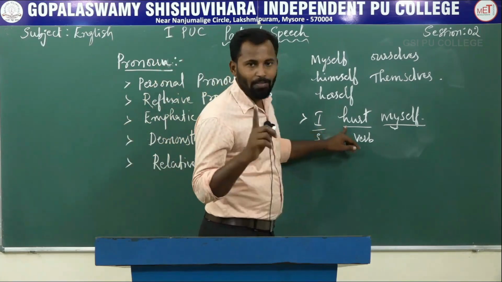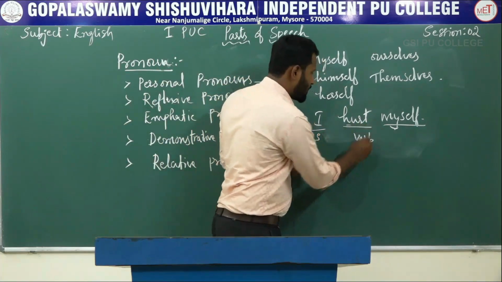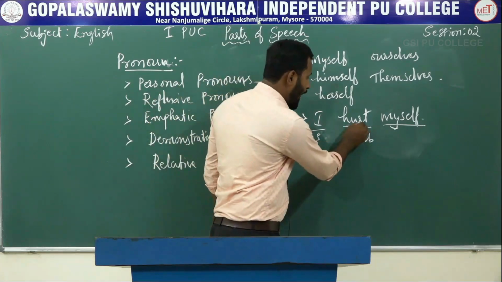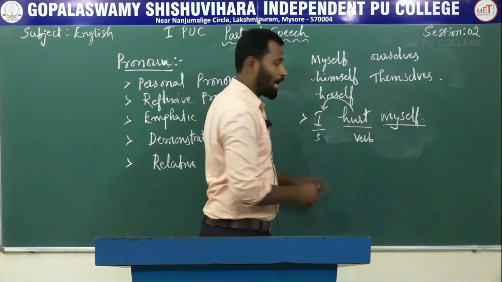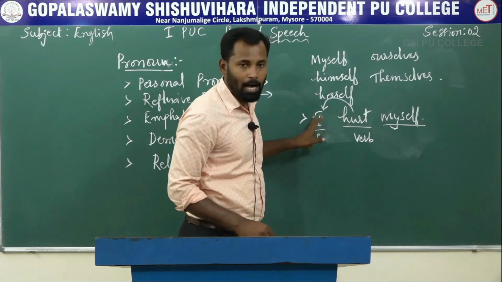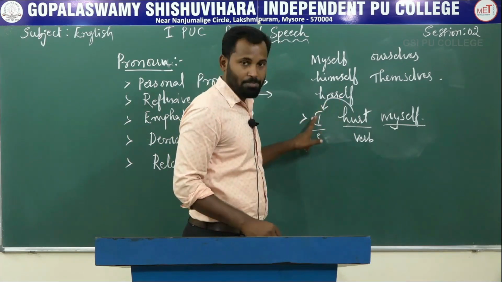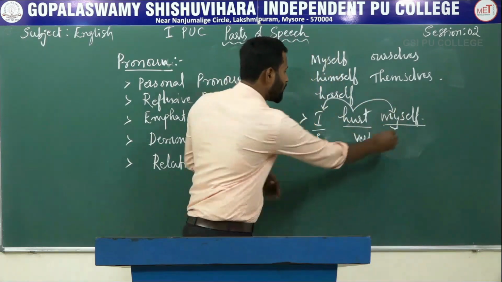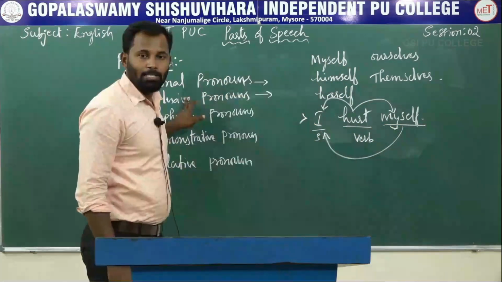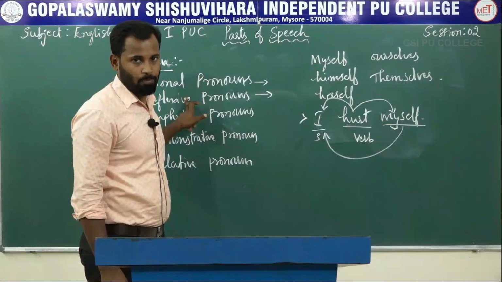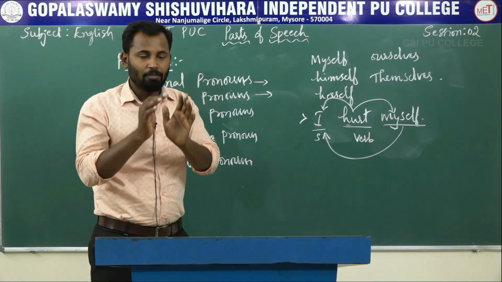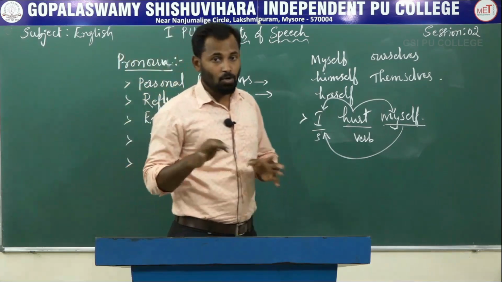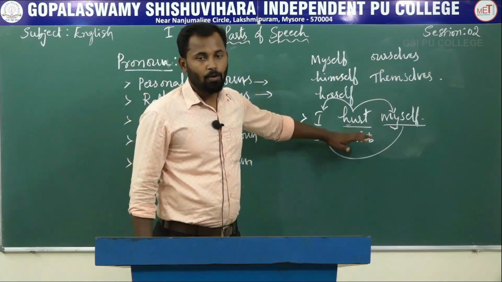Because when the action, see, hurt is a verb, verb is an action word. So, when the action of the subject, here I, turns back upon the subject, it is a reflexive pronoun. Okay, when the action of the subject turns back upon the subject, it is called a reflexive pronoun.